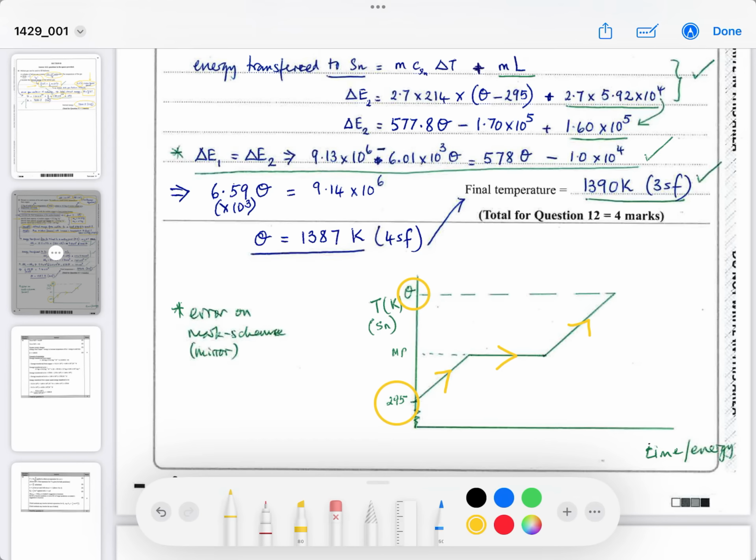The final temperature will be theta. Now we don't know, this is just a sketch, and obviously the further you go to the right, the more time and energy you put in, and that correlates to a greater temperature increase. While it's changing state, as you know, it does not change temperature. So here is the melting point, and we don't know what the melting point is.